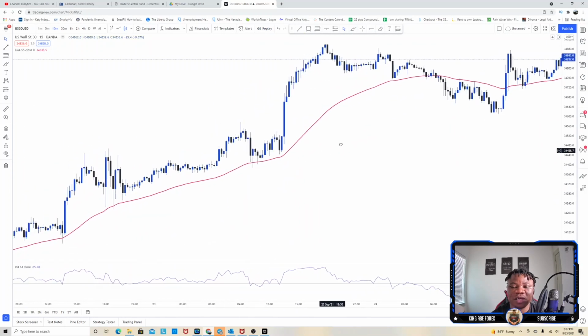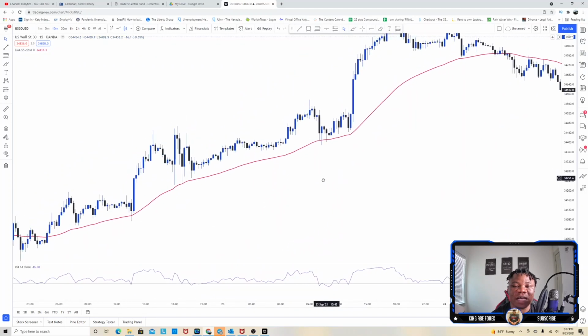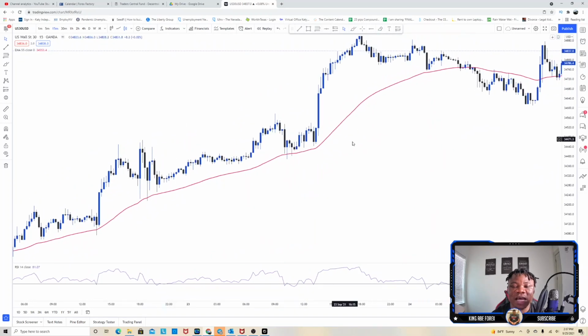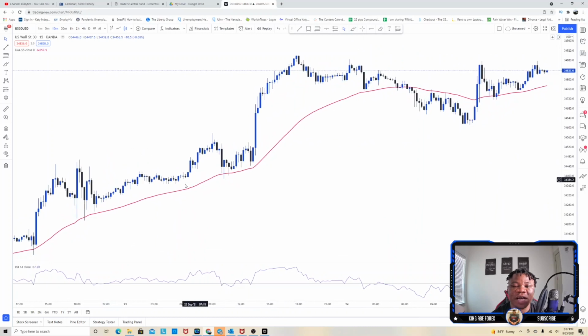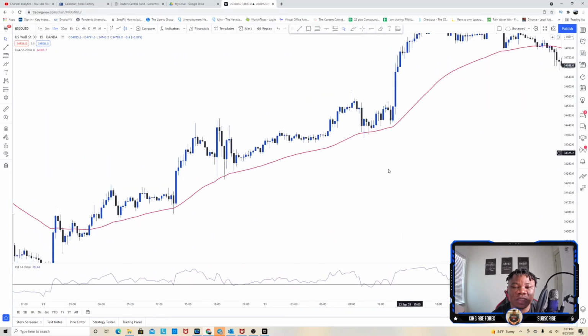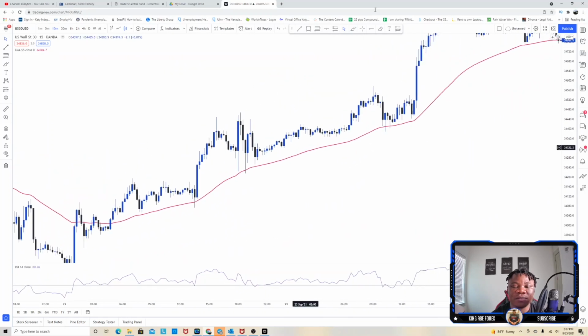As long as we have price above the 55 EMA, we're only looking to take buy positions. So we know we got our first entry right over here. If you missed this first entry, you had another entry right here because we had a rejection right at the 55 EMA. You're only looking for buy positions.